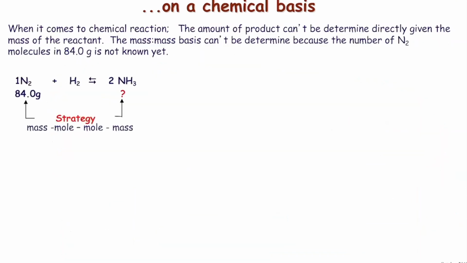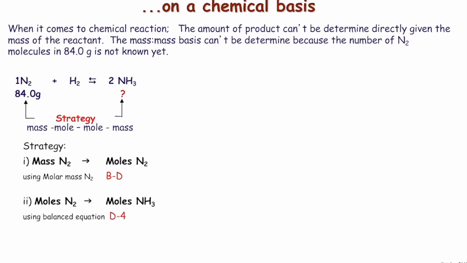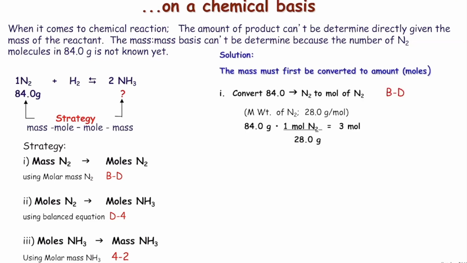So here it is. This is the strategy. The first is to convert mass of nitrogen to moles of nitrogen. That's B to D according to our map. The second is to convert moles of nitrogen to moles of ammonia. That's D to 4 according to our map. And then the last is to convert moles of ammonia to mass of ammonia using the molar mass of ammonia. That's D to 2. In this particular case, this is the first step, and I'm showing it to you on a step-by-step basis, and then I'll show it to you as we string it in one equation.